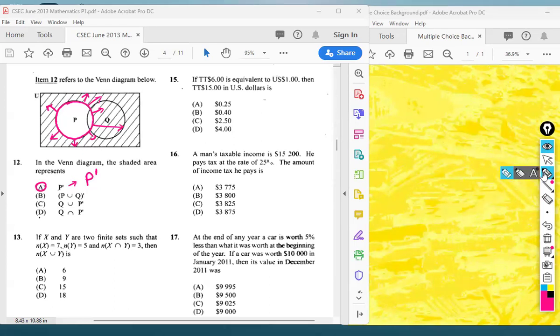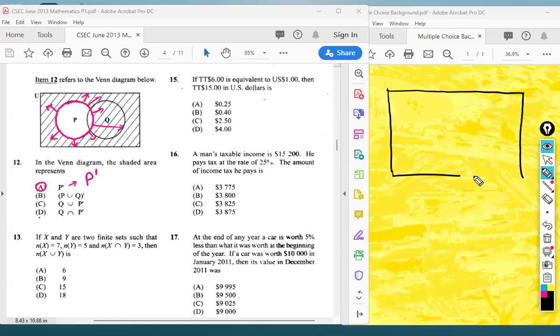Number 13. Right, so let me draw number 13 for everyone. This is a common one a lot of people get wrong, right? So I'll draw a blue circle here, we'll call it X. And I'll draw a red circle, and we'll call the red circle Y.